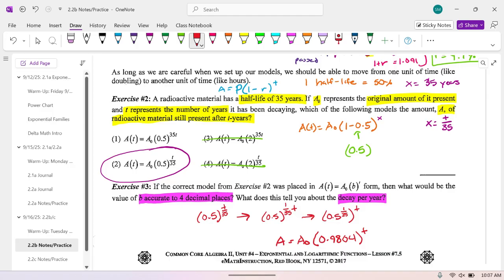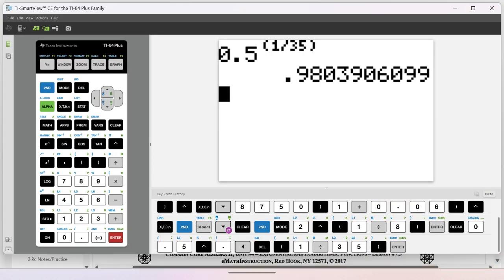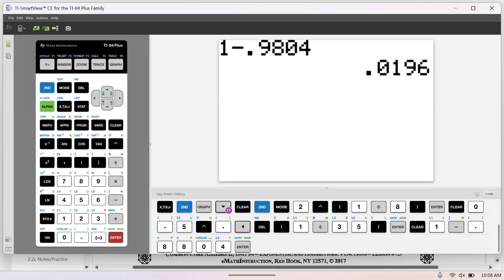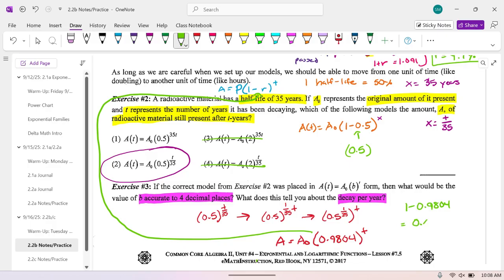So it should be around 0.02. So remember, this represents this part of our formula, the 1 minus r. So all we have to do is subtract 1 minus 0.9804. And that'll give us about 0.0196, which is 1.96%. So approximately 1.96% is what we're decreasing by. So every year, our radioactive material decays by about 2%.